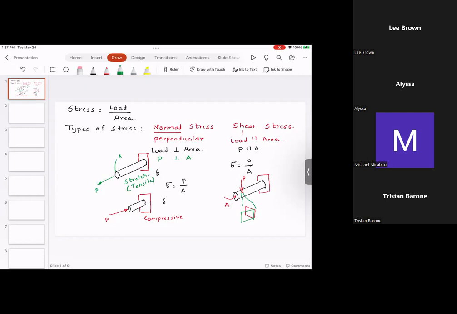So shear stress causes shear deflection. That is the angular change. So this is the change in the length and this is the change in the orientation.